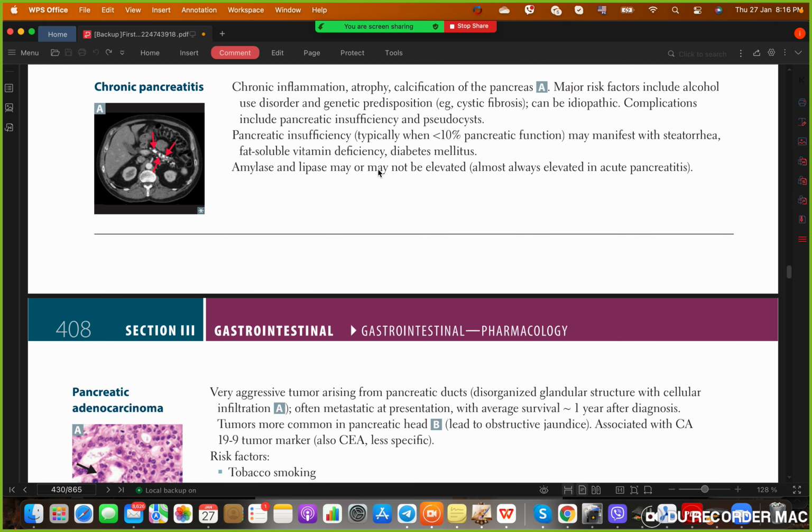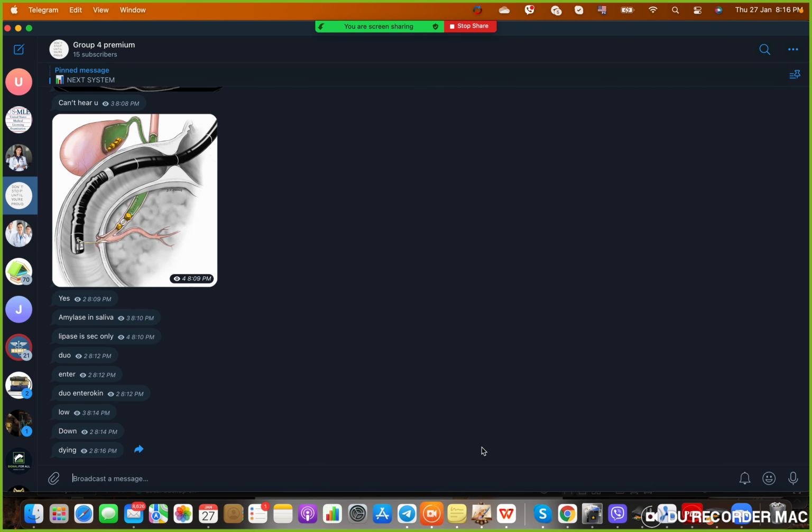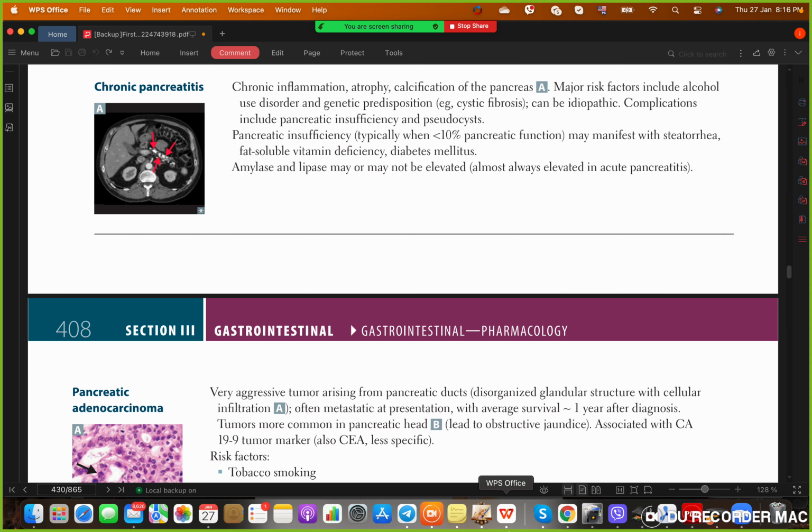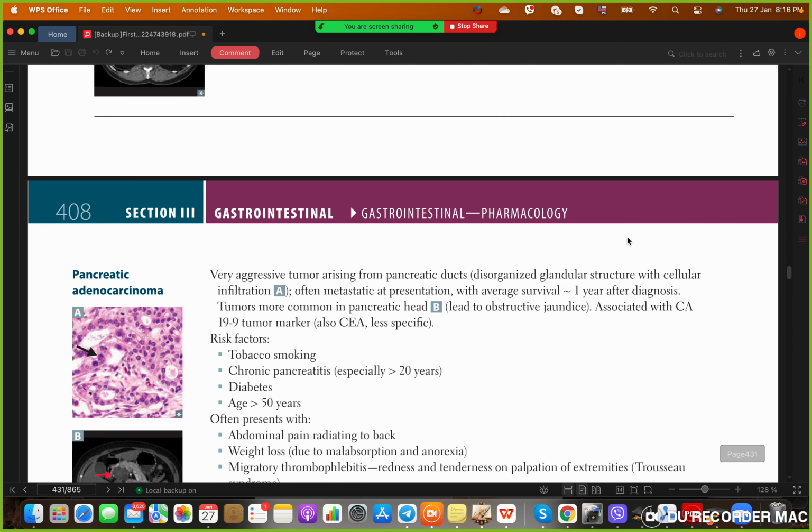So amylase and lipase may or may not be elevated. Why are they not? It's possible for them not to be elevated. The reason is it's a chronic disease. If it was all destroyed, will it be elevated? The answer is no. It's already dead. You know. Almost always elevated in case of acute pancreatitis, however.